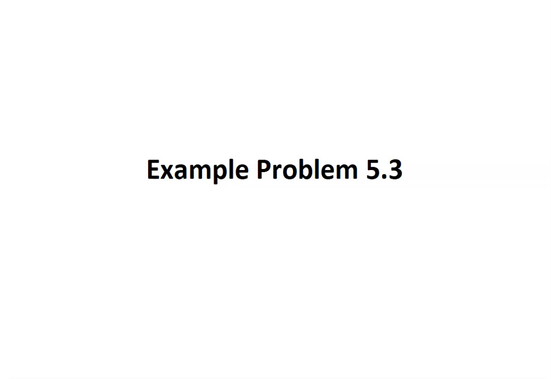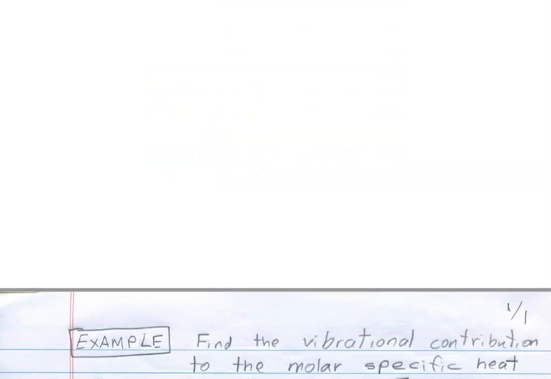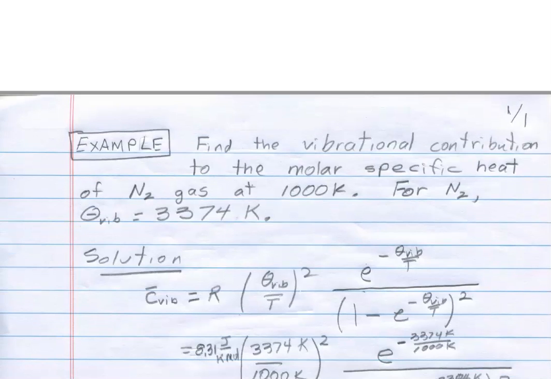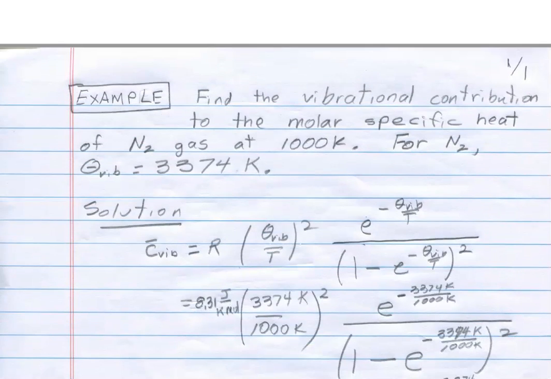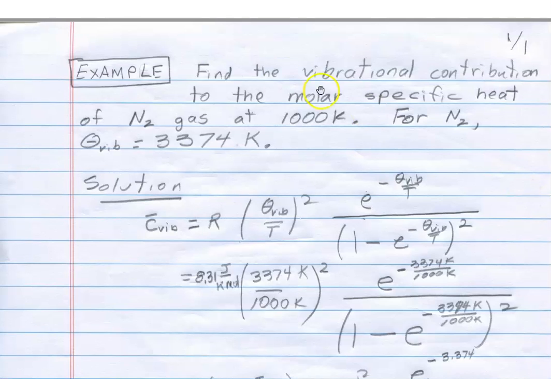In this example, we'll look at computing the contribution of vibrational modes to the specific heat, constant volume. In the example, stick with nitrogen gas because I won't have to look up new parameters for it. But find the vibrational contribution to the molar specific heat of N2 gas at 1,000 Kelvin. So it's nitrogen gas at 1,000 Kelvin.